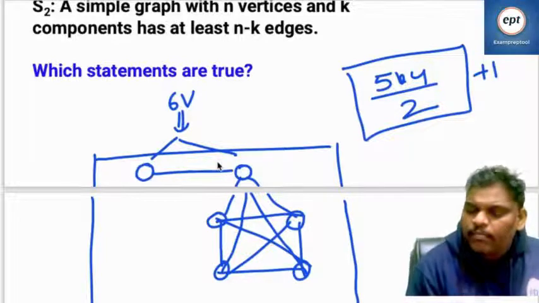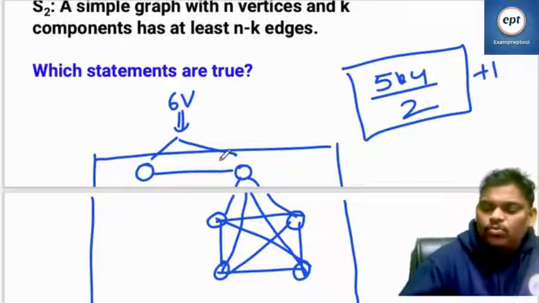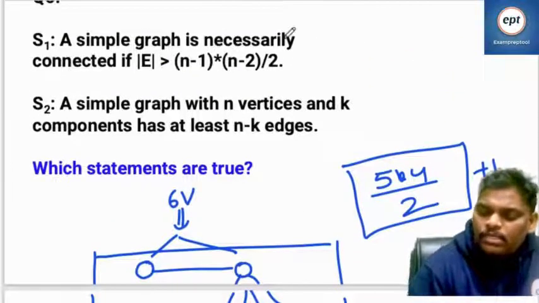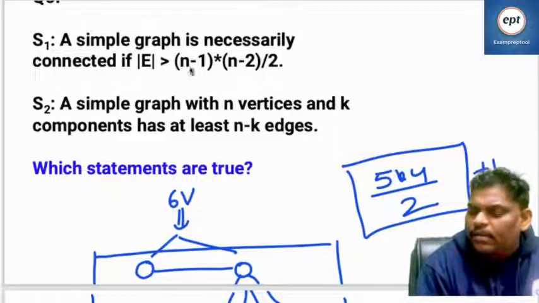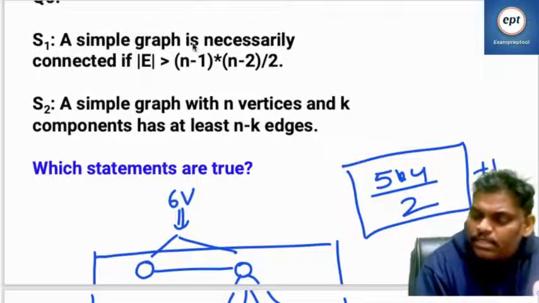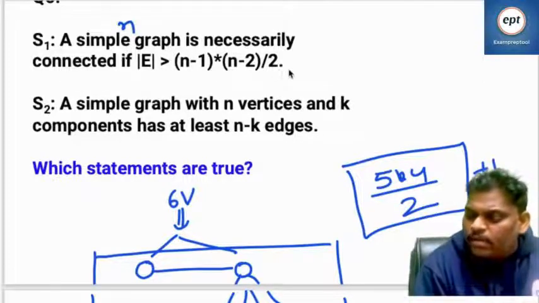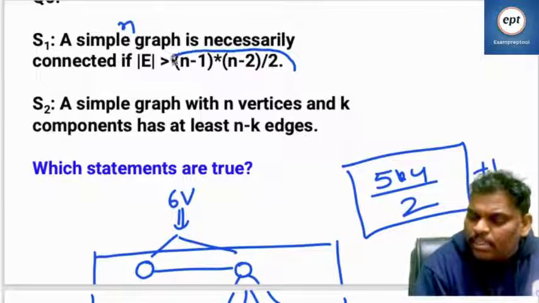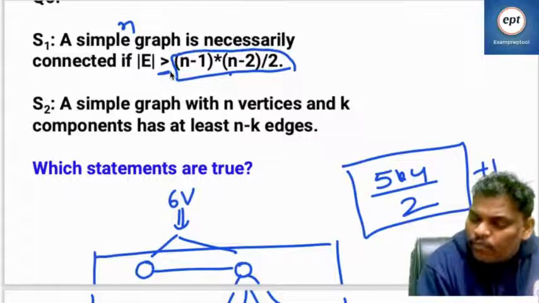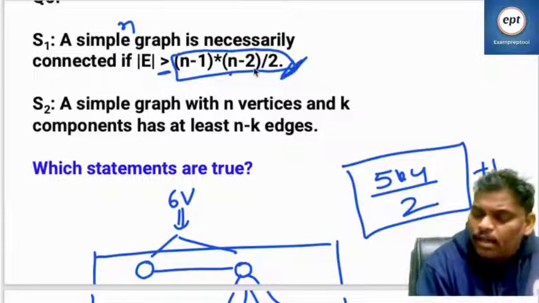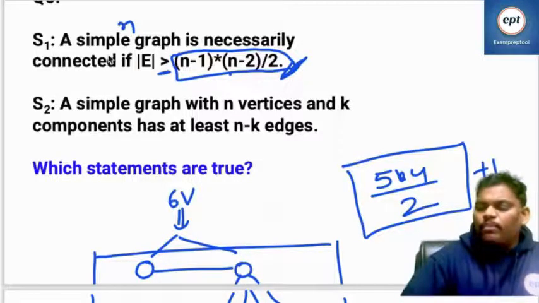If I add plus 1, it is compulsorily connected. A simple graph is necessarily connected if the number of edges is greater than (n-1)(n-2)/2. Comparing with this maximum number of edges, if even one edge extra is added, it is compulsorily connected.